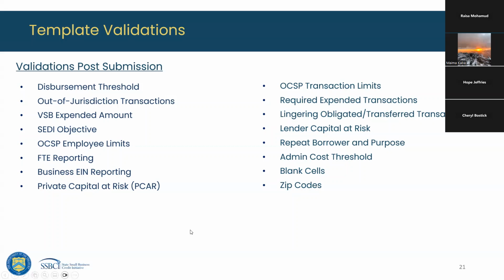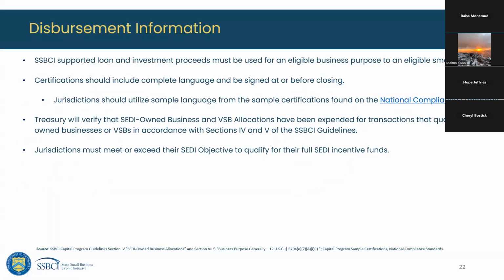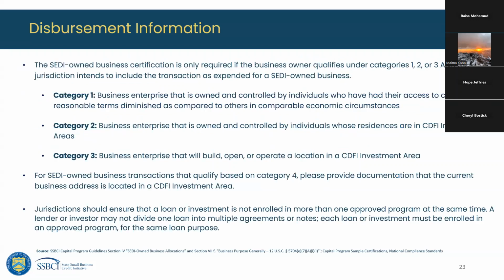Here we have some disbursement information, and these have been compiled from what we've previously seen. Again, it might be clear to you, but it's not necessarily something we've seen often, so we just want to make sure we highlight it for folks. Same for study categories. The main takeaway here is that a certification is required for categories 1 through 3, but category 4 does not require self-certification. It is just documentation that the current business address is located in the CDFI area.